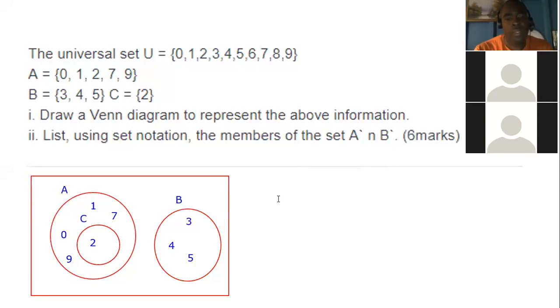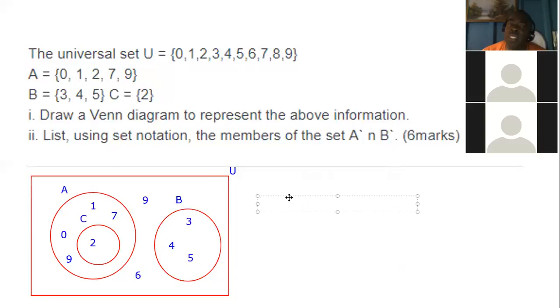Good. Now 6 and 8 are obviously outside of the circles, so I'll put them in the box. Good. All right. So we have drawn the Venn diagram, and something is missing here. Put that U there instead. Universal set. So there we have it. So we have done that part of the question.